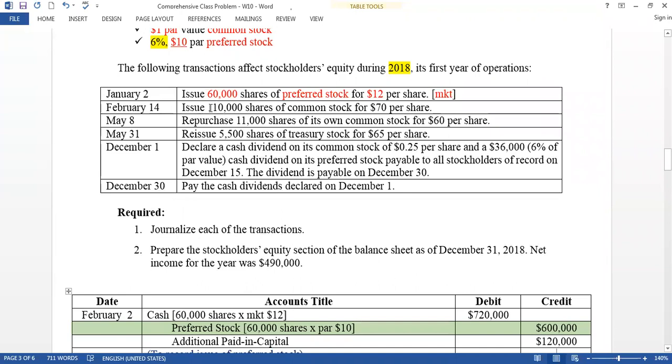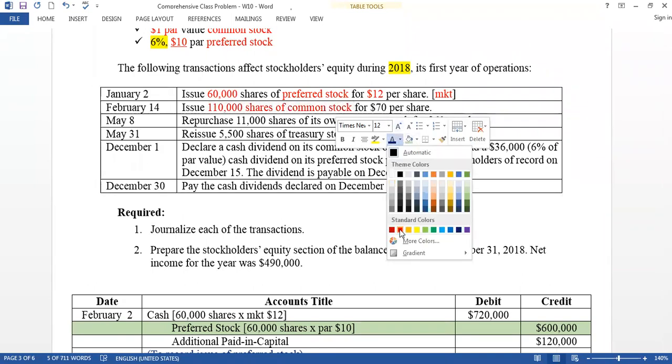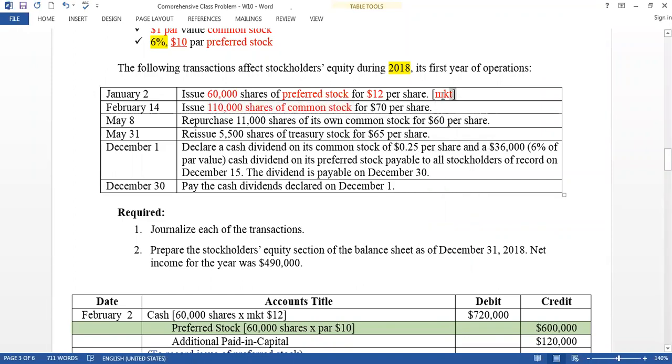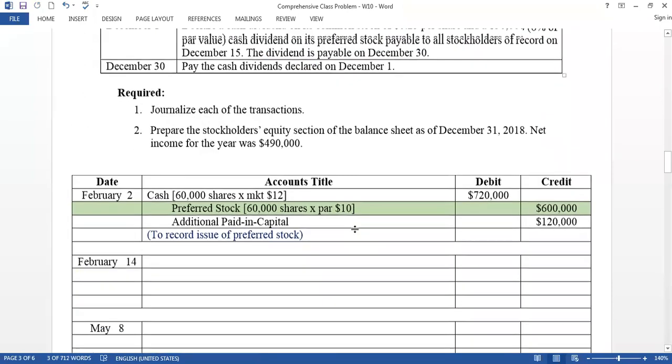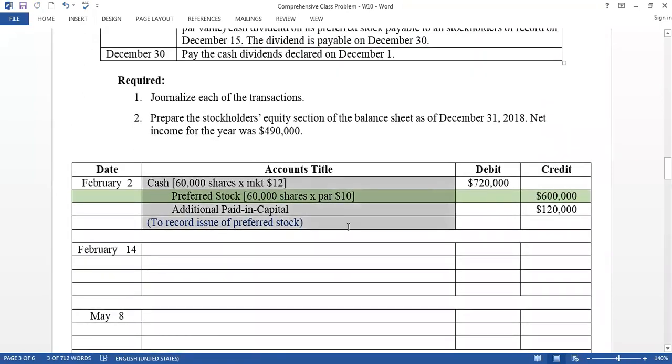Look at February 14. Issue 110,000 common stock now. Before it was preferred stock. Now we are going to sell common stock. And what is the market rate? The market rate is $70, right? So what is the company rate? Company rate is $1, but from market you are going to receive $70. $69 is the gain, right? So this is good news, and I'm going to show you the journal.